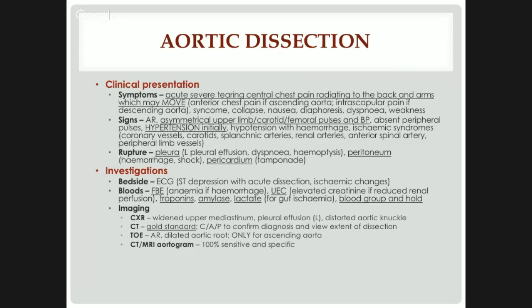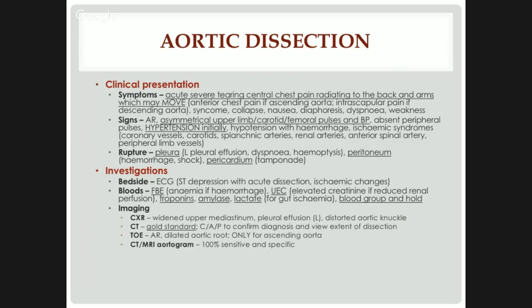So it can rupture into the pleura and cause a pleural effusion, or it can rupture into the pericardium and cause cardiac tamponade, which is a condition we'll talk about further on. So that's the presentation, but the buzzword presentation for third year, which you guys probably already remember from second year, is severe tearing central chest pain radiating to the back, and it might move over time.